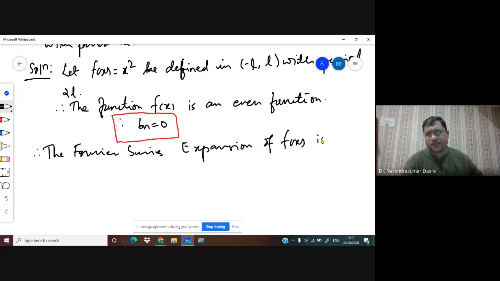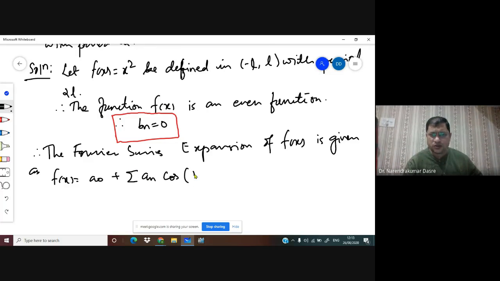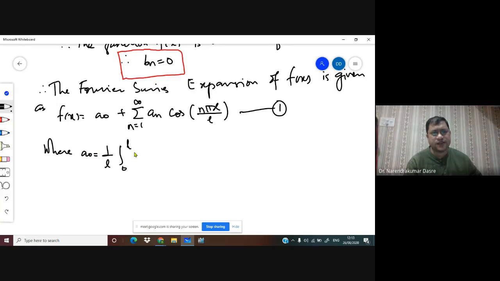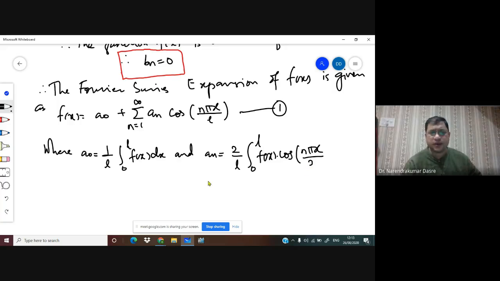of f of x is given as f of x is equal to a0 plus summation an cos of n pi x by L. That is equation 1. n is running from 1 to infinity. Now, what is a0 and an here? So a0 is equal to 1 upon L integral 0 to L f of x dx, and an is equal to 2 upon L integral 0 to L f of x cos of n pi x by L dx. So please be careful while writing the formulas, write proper formulas.